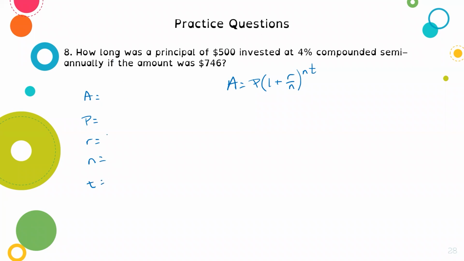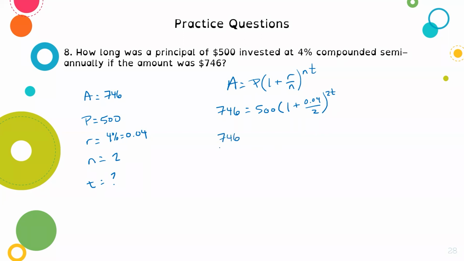So A, P, R, N, and T are what we're looking for. So how long was the principal? So we're looking for time. Principal was 500, invested at 4%. R is 4%, which is 0.04. Compounded semi-annually, so N is 2, twice a year, if the total amount was 746. So then we put that in. 746 is equal to 500 times (1 plus 0.04 divided by 2) to the exponent 2t.